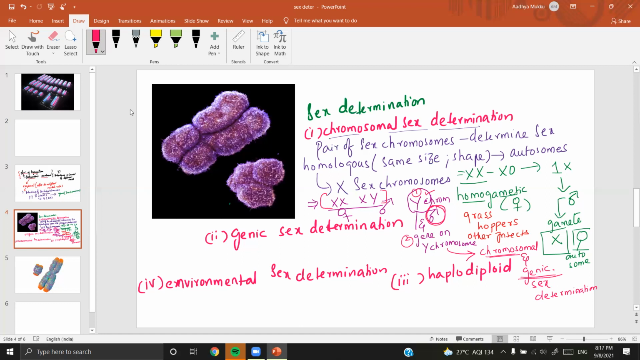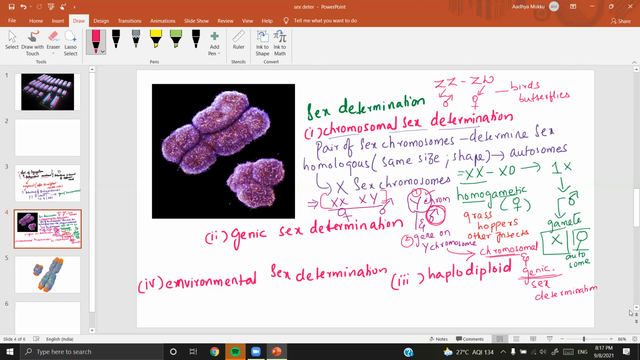Okay, children, and there is another case also, where you can see that we are going to have ZZ and ZW, where the homogametic ZZ chromosomes are going to determine a male, and the ZW is going to determine a female. This can be seen in the birds and the butterflies.